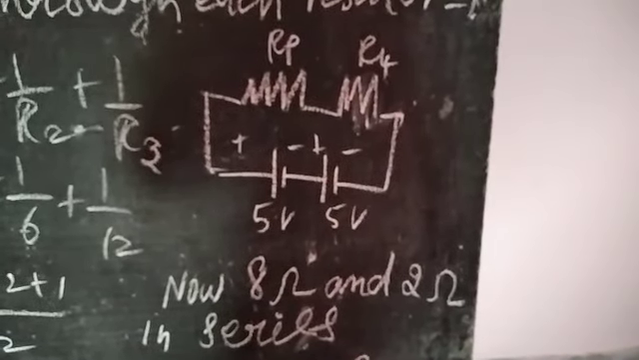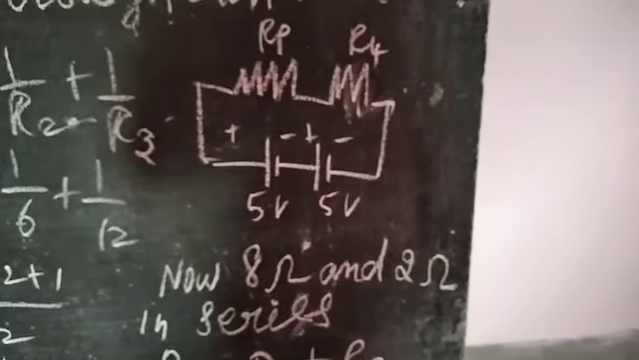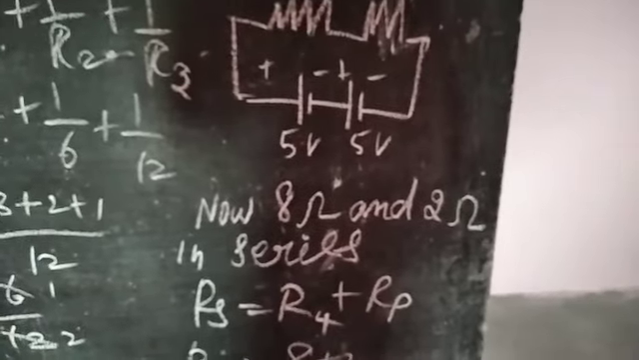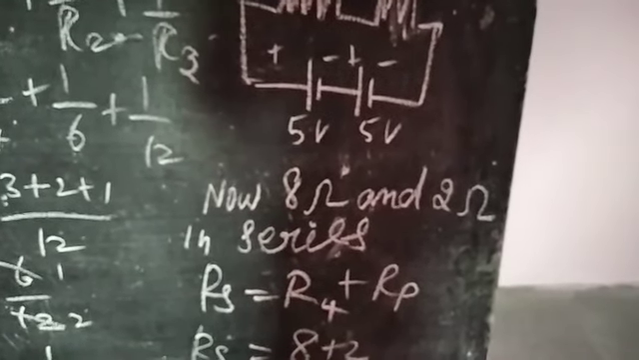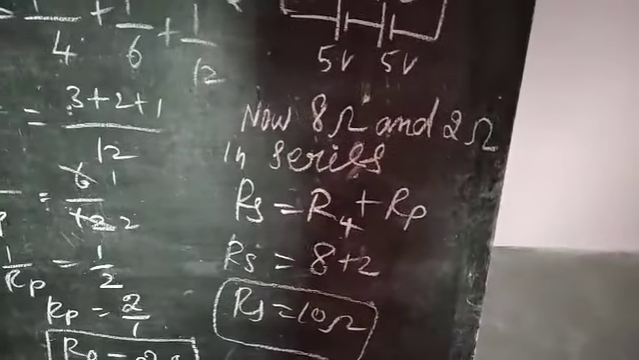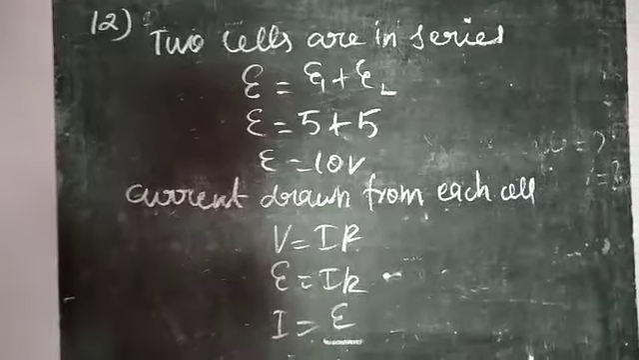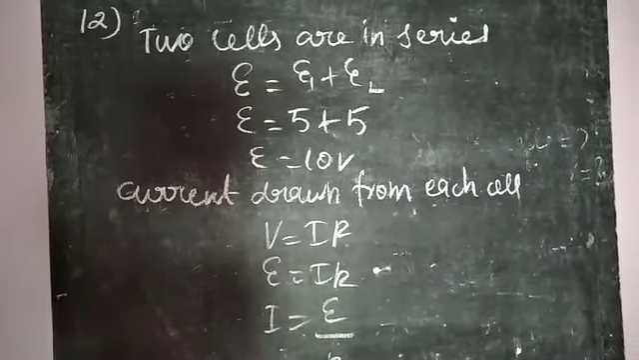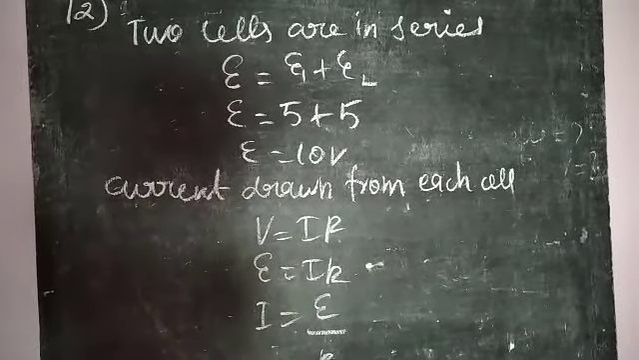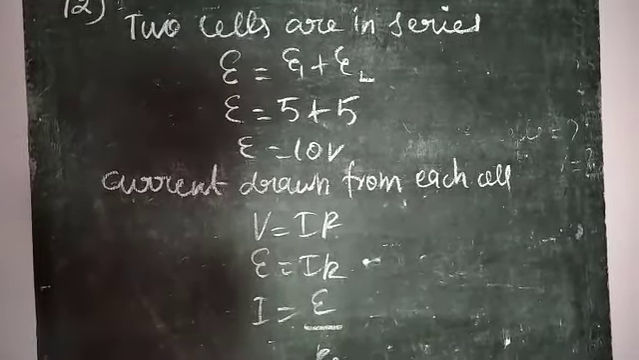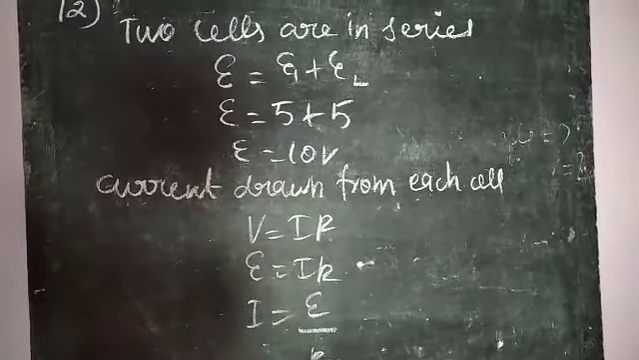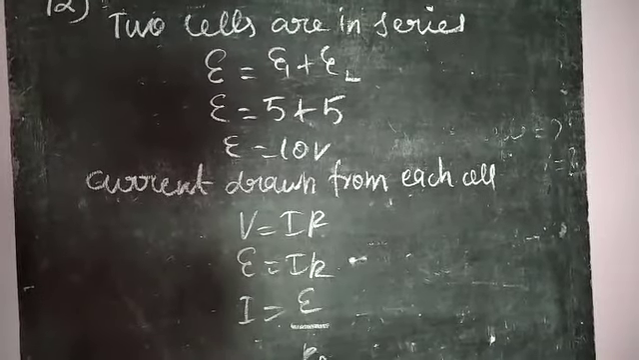Now the effective resistance in parallel is connected in series with 8 ohm. 8 ohm and 2 ohm in series. So effective resistance in series Rs is equal to R4 plus Rp. So Rs is equal to 8 plus 2, Rs is equal to 10 ohm. Two cells are connected in series. So total EMF of the cells E is equal to E1 plus E2. E1 is cell 1 value 5 volt, E2 is cell 2 value 5 volt. So total EMF E is equal to 10 volt.